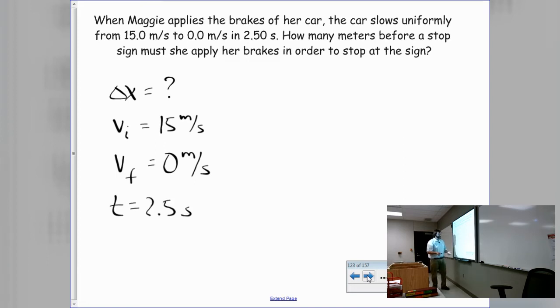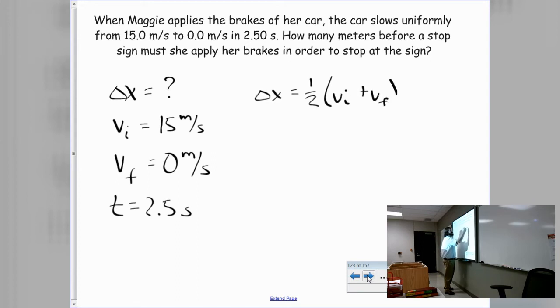Now, the kinematic equation we would want to use, based on the information that we have, is our change in displacement equals half of our initial velocity plus our final velocity, multiplied by our change in time. We have to use this one because no acceleration was given to us in the problem. Again, I can draw a diagram of what's happening. We've got ourselves a car.